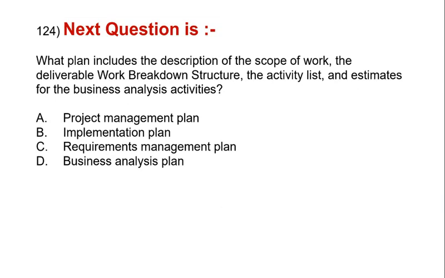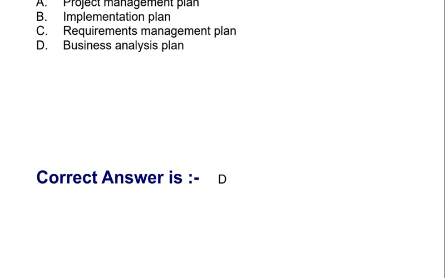Question is, what plan includes the description of the scope of work, the deliverable work breakdown structure, the activity list, and estimates for the business analysis activities? Option A, project management plan. Option B, implementation plan. Option C, requirements management plan. Option D, business analysis plan. Correct answer is option D.